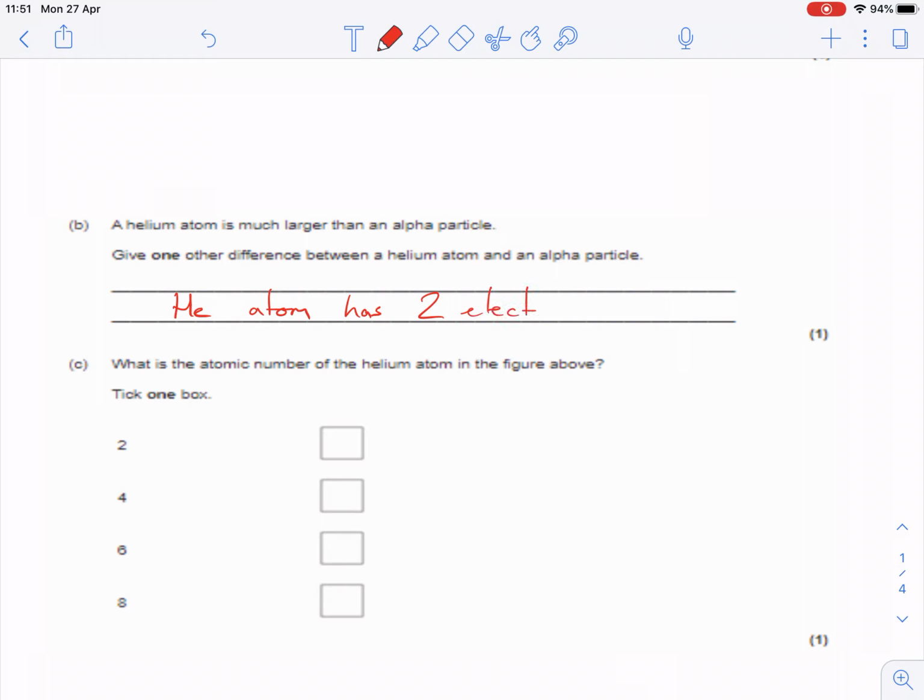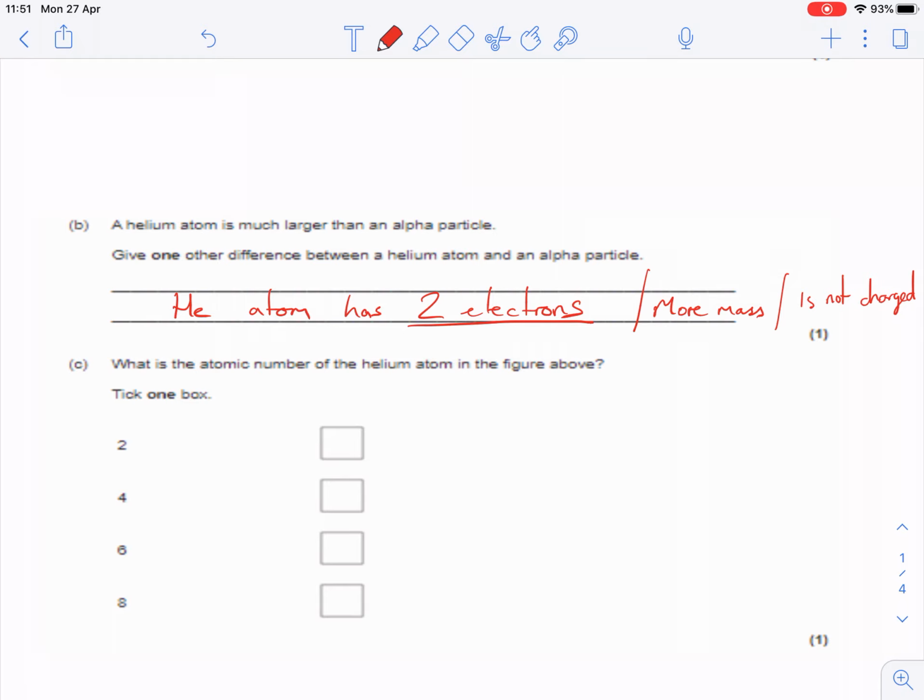Now in the mark scheme, 2 electrons was underlined. That means you have to have said 2 electrons. You can't just say has more electrons. You have to have said 2 electrons. The mark scheme also allowed you to have more mass, which I think is quite generous, but it allowed it, okay, because it's got additional electrons. Now, although the electrons are very, very small, they do have mass, so it allowed you to have more mass, or it allowed you to say that the helium atom is not charged.